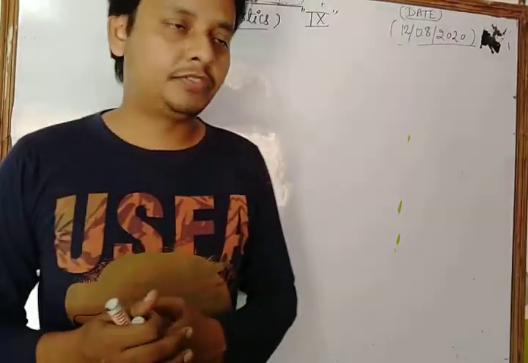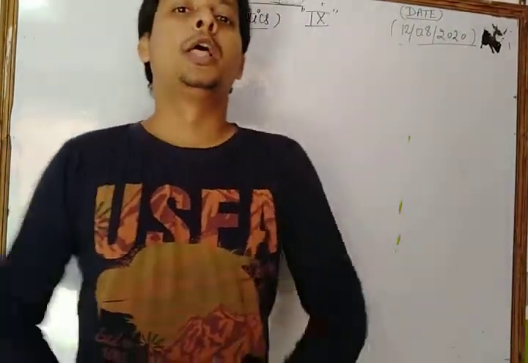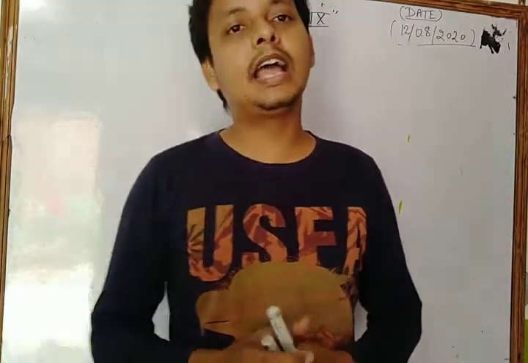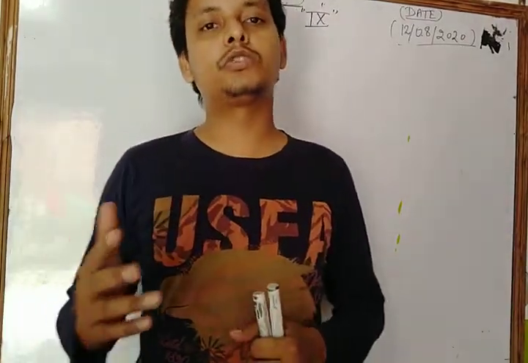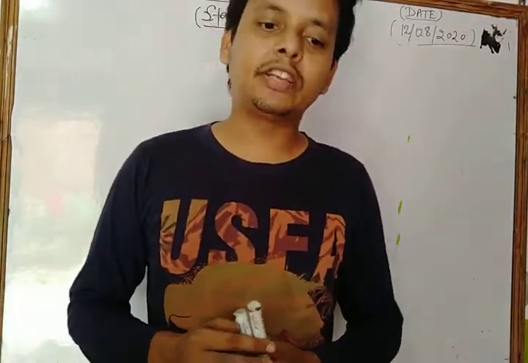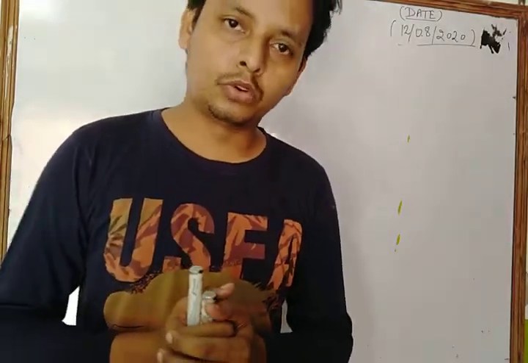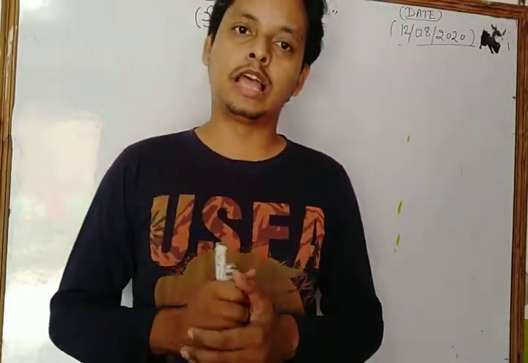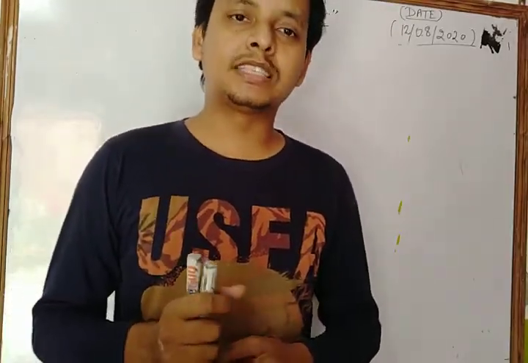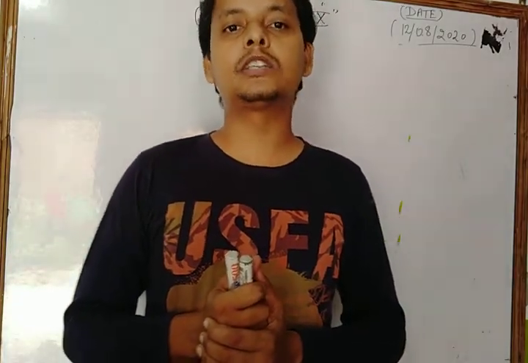In the previous class we discussed the chapter statistics, and in that chapter we discussed frequency distribution. In frequency distribution there are two types: the first is discrete frequency distribution and the second is continuous grouped frequency distribution. We also solved some questions based on each frequency distribution to prepare a tabulation.